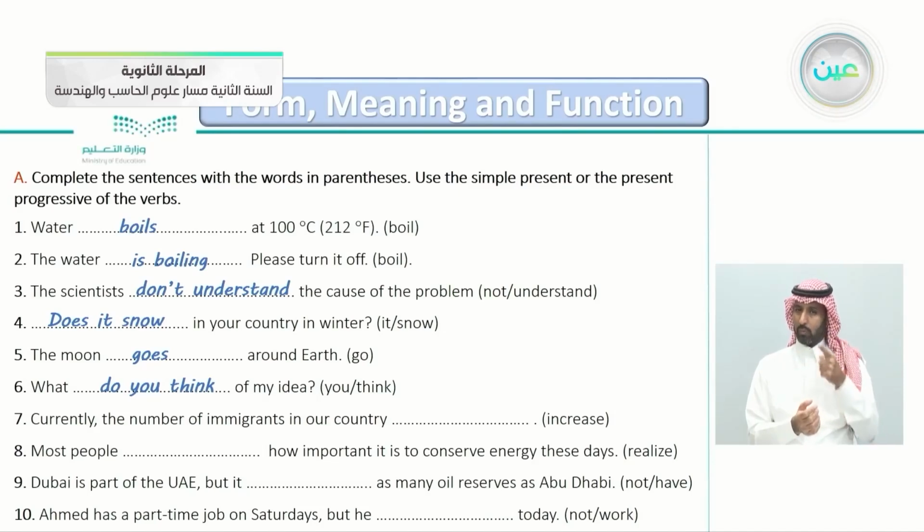Number seven, currently the number of immigrants in our country increase. Currently, this is a time expression here. The number of immigrants in our country, yes, is increasing. We use the progressive here.